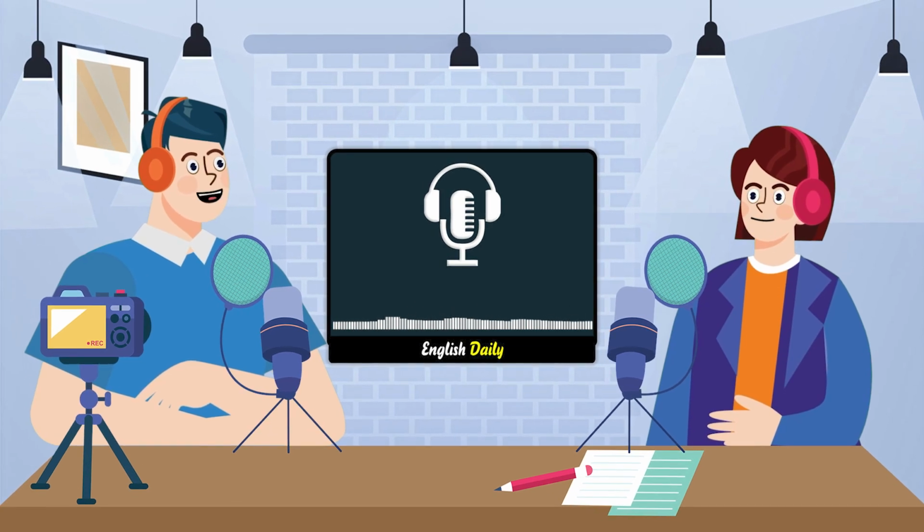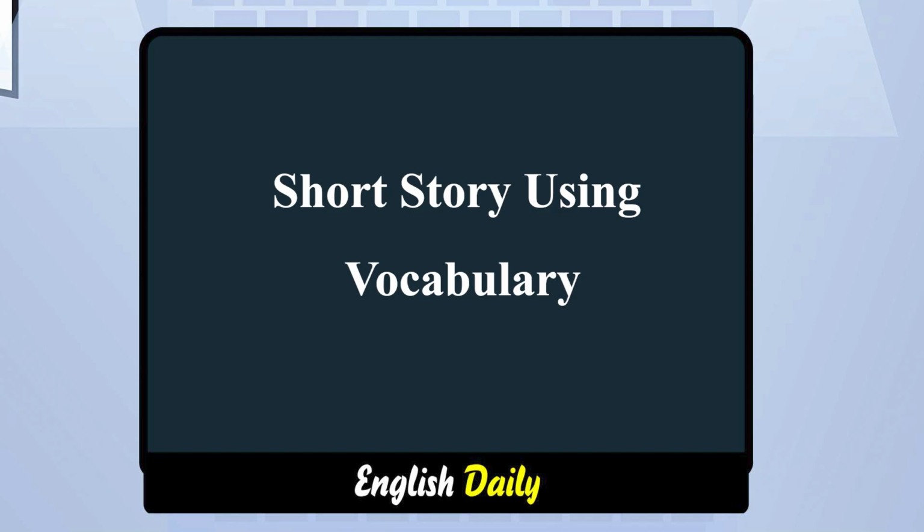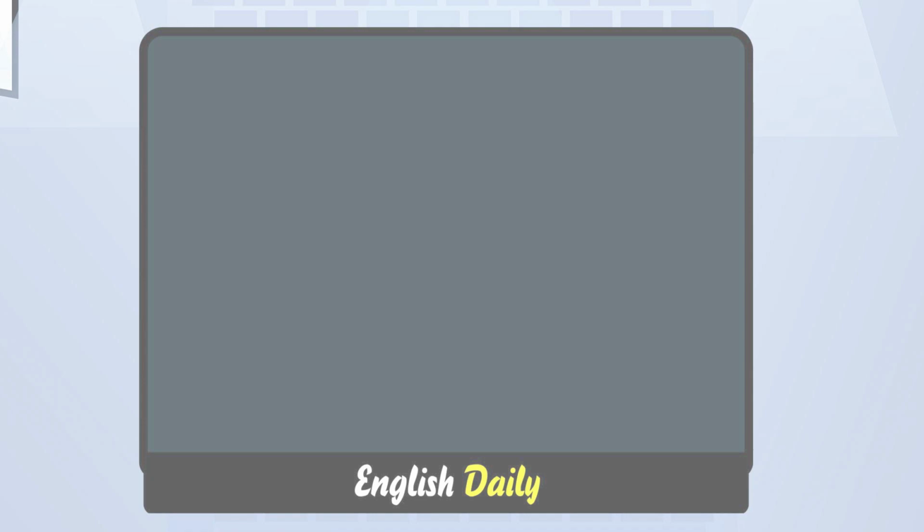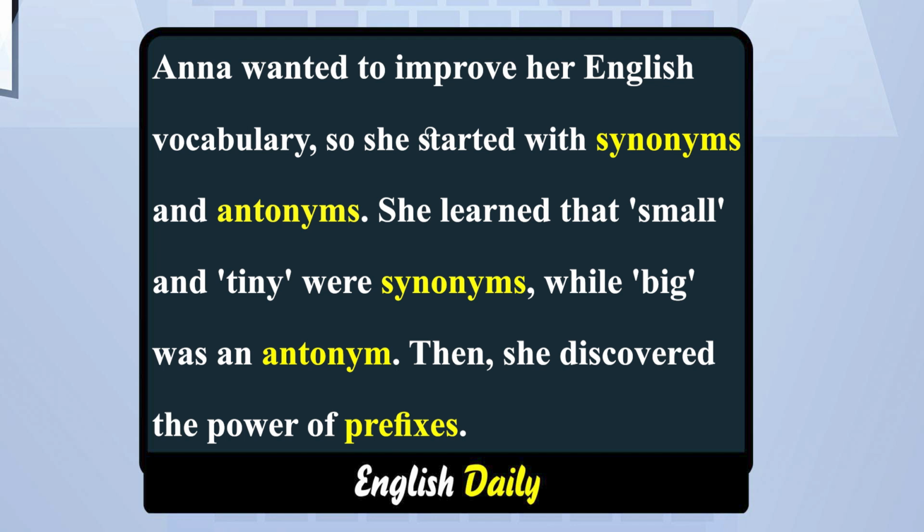Alright, now that we've introduced these words, let's tie them together in a short story. Short story using vocabulary. Here's our story. Anna wanted to improve her English vocabulary, so she started with synonyms and antonyms. She learned that small and tiny were synonyms, while big was an antonym. Then, she discovered the power of prefixes.